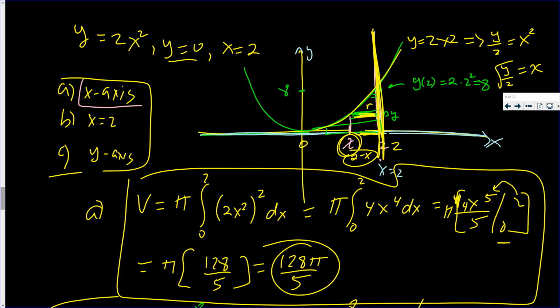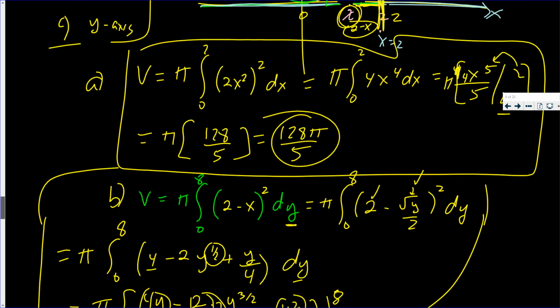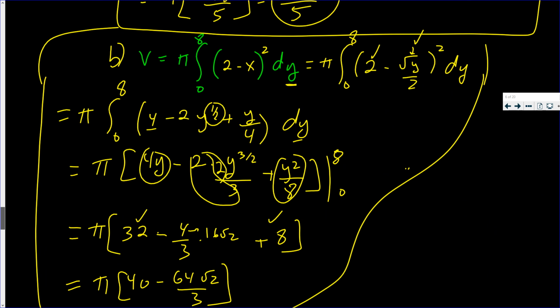Now, the strips have to come off of the y-axis, because that's what we are revolving around. So the strips have to go like this. Okay? And then we're going to have to take away that part of it. We're going to have to take away that part. So now we're doing part C.